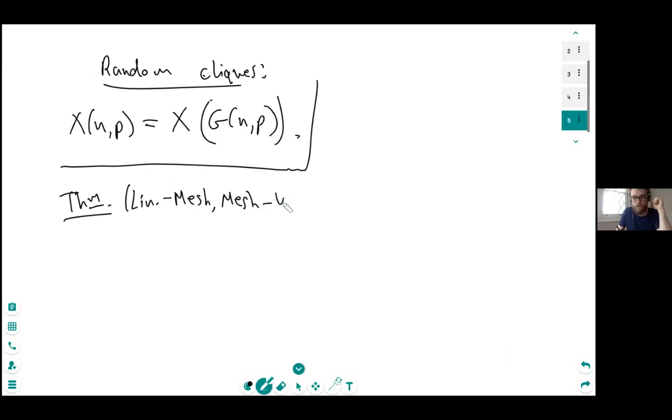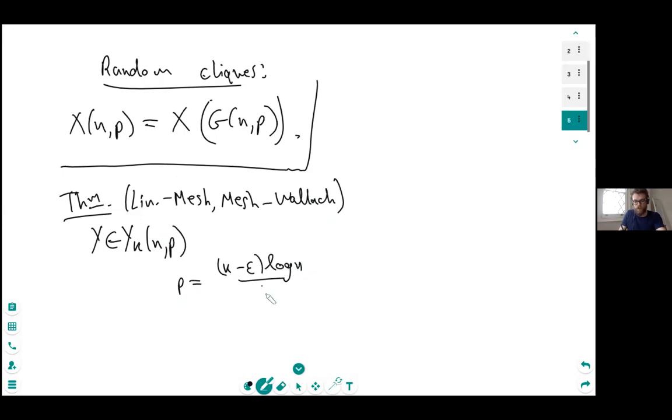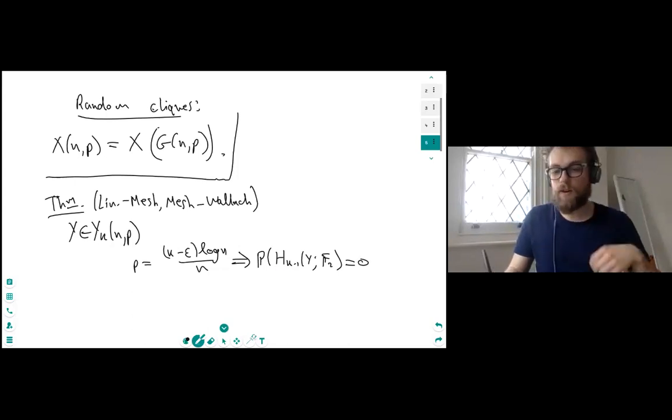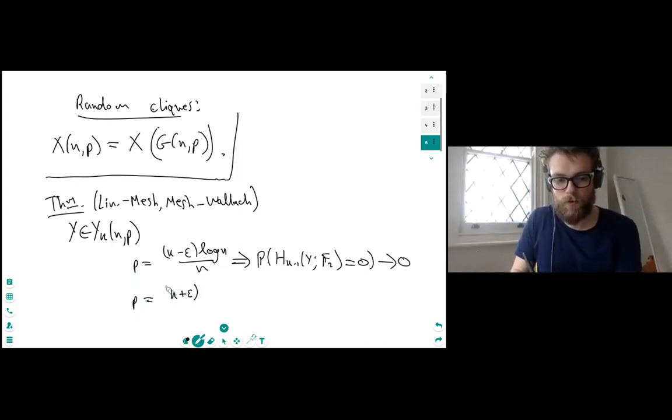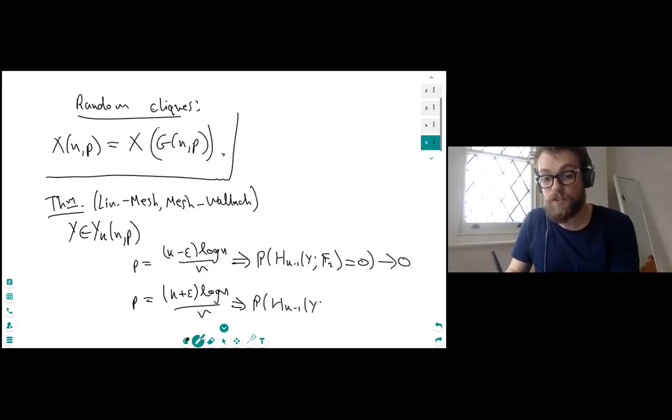So again, Linial-Meshulam. Their result says if we have a k-dimensional random simplicial complex Y, and if p is equal to (k minus epsilon) log n over n, then the probability that H_{k-1} of Y is equal to 0, and to be true it has to have finite characteristic field, let's just do F2, the probability that the k minus one dimensional homology vanishes tends to 0. And if p is (k plus epsilon) log n over n, then the same thing now tends to 1. So this is still a threshold.